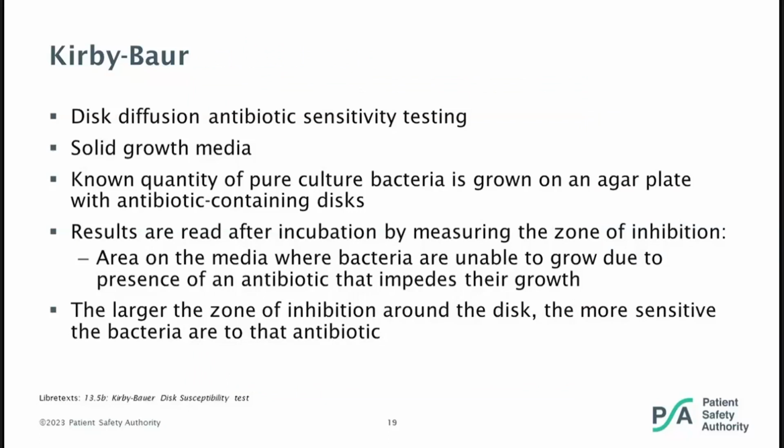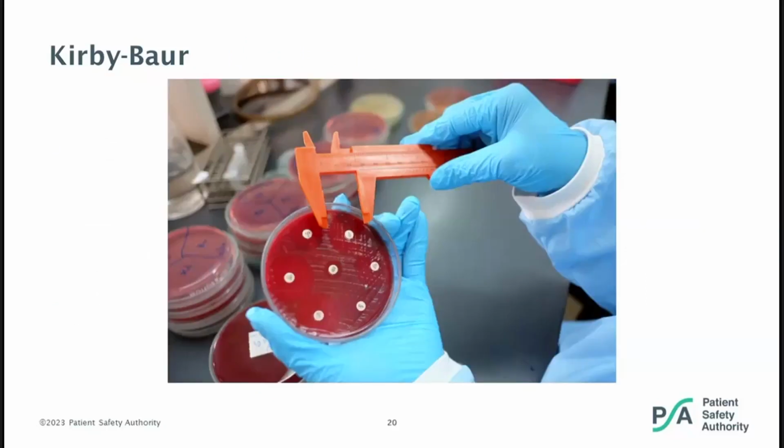Next is Kirby-Bauer tests. These are done by disk diffusion antibiotic sensitivity testing on solid growth media. With this method, a known quantity of a pure culture bacteria is grown on an agar plate with antibiotic-containing discs. Results are then read after incubation by measuring the zone of inhibition. The zone of inhibition is the area on the media where bacteria are unable to grow due to the presence of an antibiotic that impedes their growth. The larger the zone of inhibition around the disc, the more sensitive the bacteria is to that antibiotic.